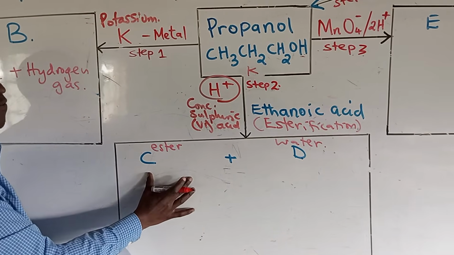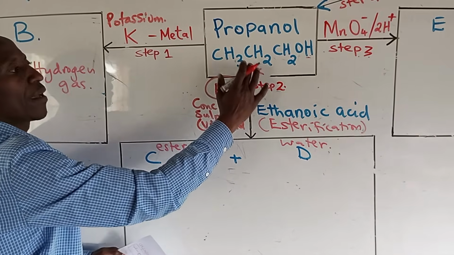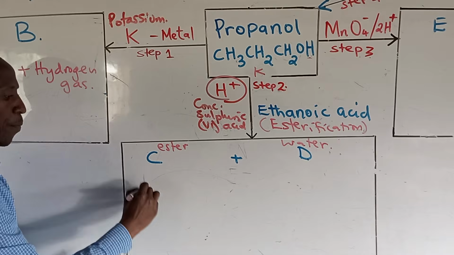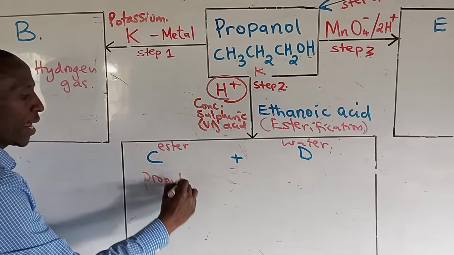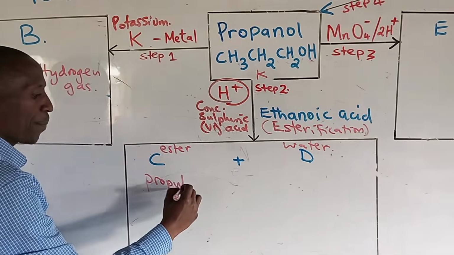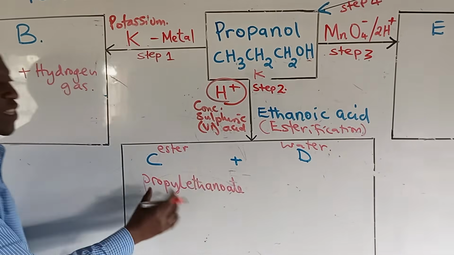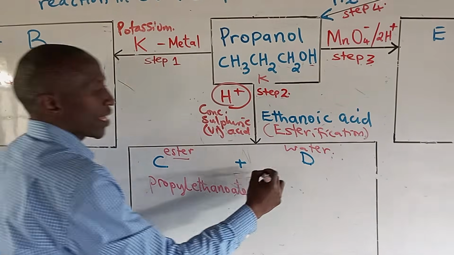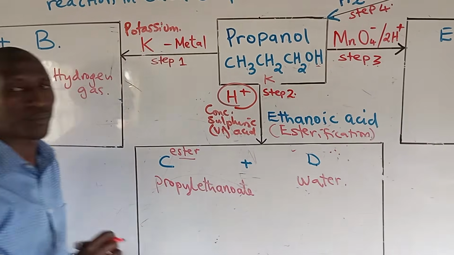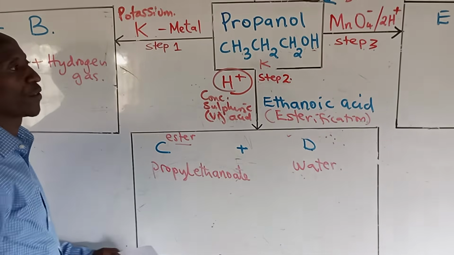What's the name of the ester formed? The name of the ester formed is drawn first from the alkanol, from the alcohol. That will be propyl, and then we have the alkanoic part, propyl ethanoate. That will be the name of the ester formed. And then we shall have product D basically being water. And you can write the equation and that compound.